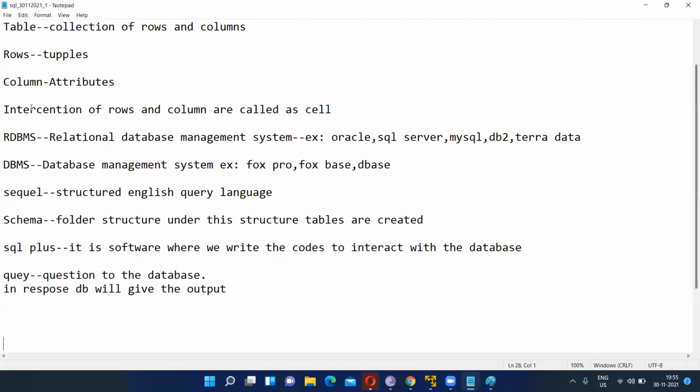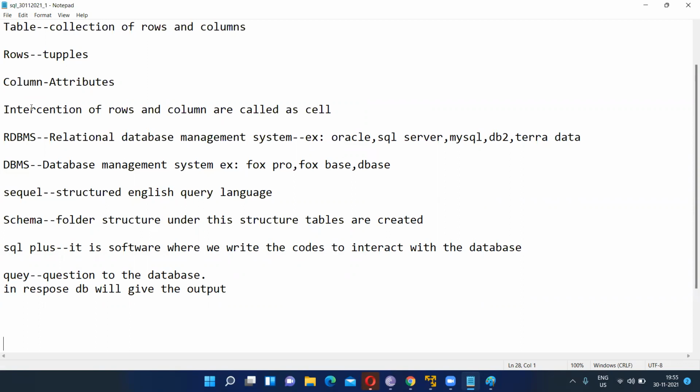RDBMS is relational database management system. There is a relationship between the tables. It's a software. By using this software, we can write SQL queries and we can create our own database and our own tables. So this is a software where we have a relationship between the tables. DBMS is also a software, but there's no relationship between the tables. So everyone is using RDBMS.